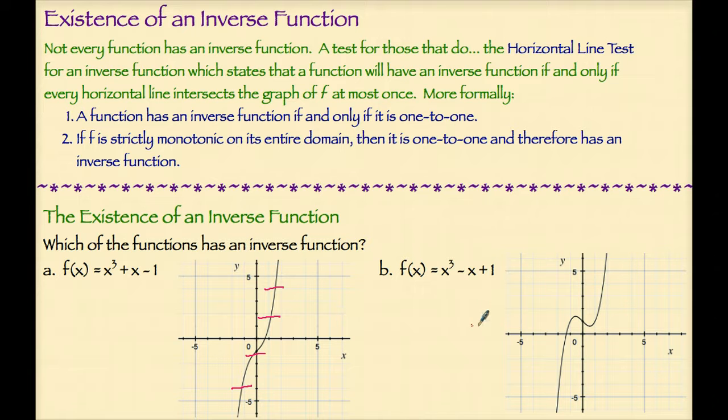Now let's look at letter B. You can see that if I draw a horizontal line here, it is not passing the horizontal line test. It's intersecting the graph more than one time, which means this function is not one-to-one and therefore will not have an inverse function.